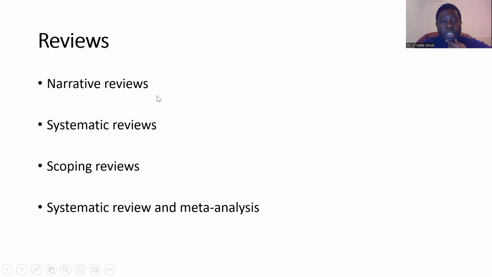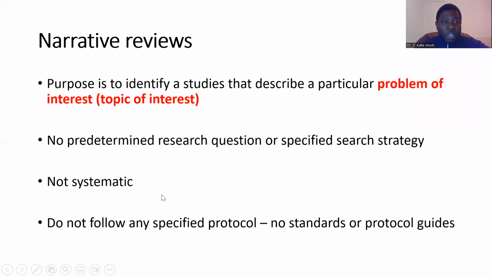Talking about reviews, there are 4 main types of reviews, which we're going to go over rapidly for you to know. You've got narrative reviews, where the purpose is just really to talk about a particular topic of interest. There is no predetermined research question. There is no particular search strategy. It is not written in a systematic manner. You decide the different headings that you want to put inside. And narrative reviews do not follow any specific protocol.